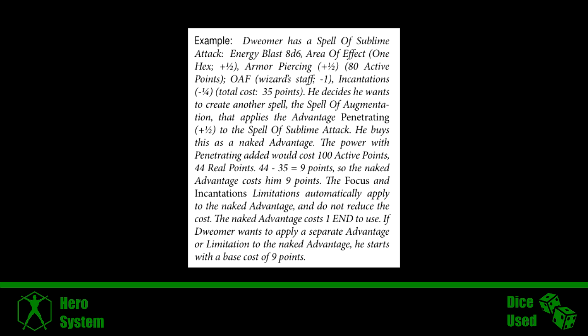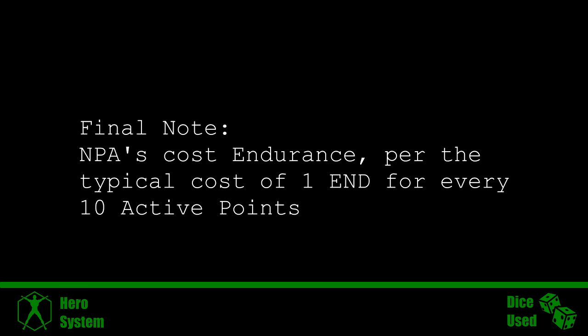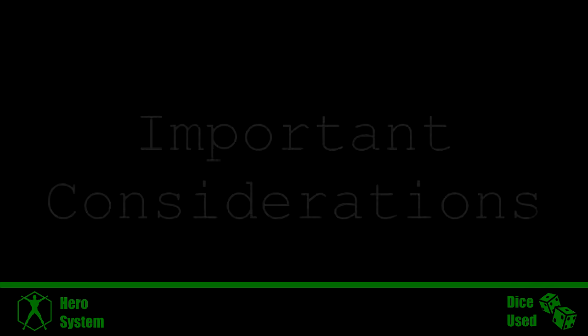The example given in the book is a wizard who has a fairly generic attack spell, but wants to have another spell that can be woven into that one to make it at once stronger, but still very generic. It's much cheaper than if you went with a group NPA method, but only because calculating the cost also requires the focus and incantation limitations that the original spell does. In either case, naked power advantages cost endurance, and that cost is 1 endurance for every 10 active points.